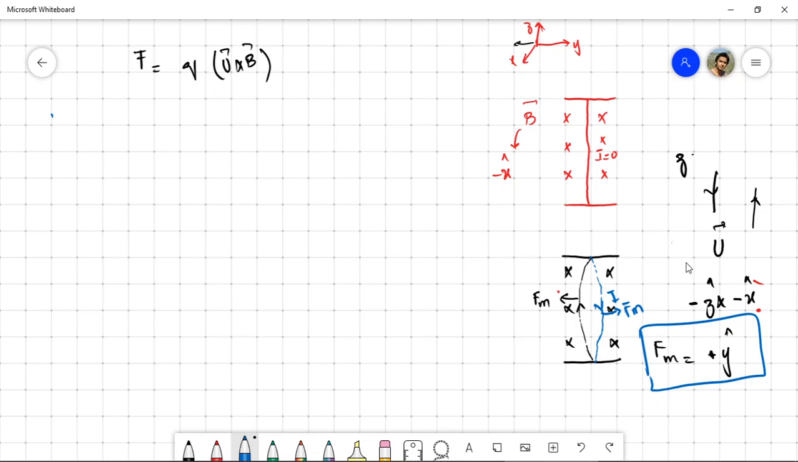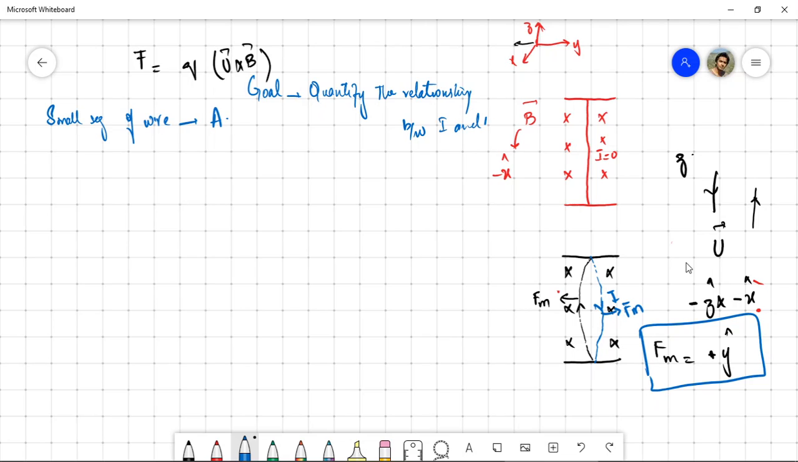He is now considering a small segment of a wire with area A. The goal of what we're trying to do here is to quantify the relationship between I and Fm. Okay, so let's consider a small segment of wire with area A.